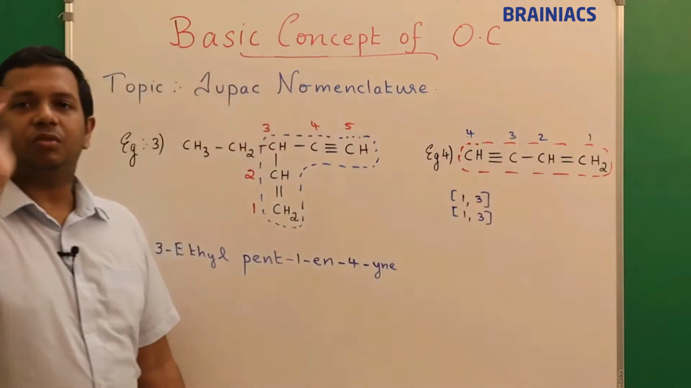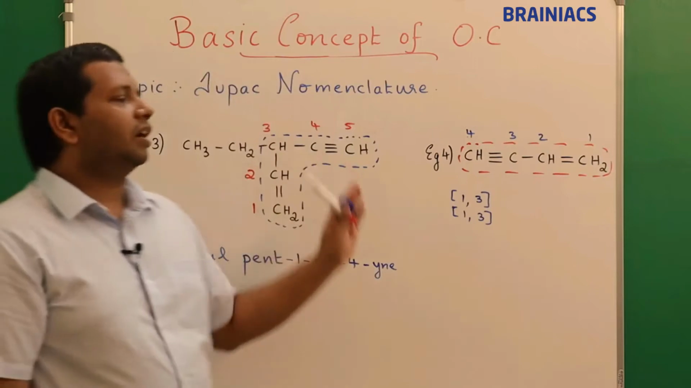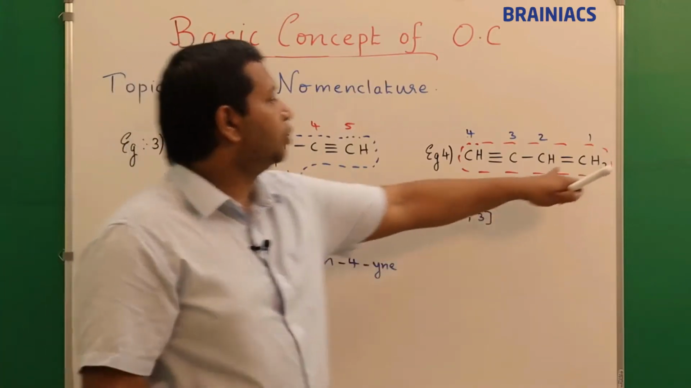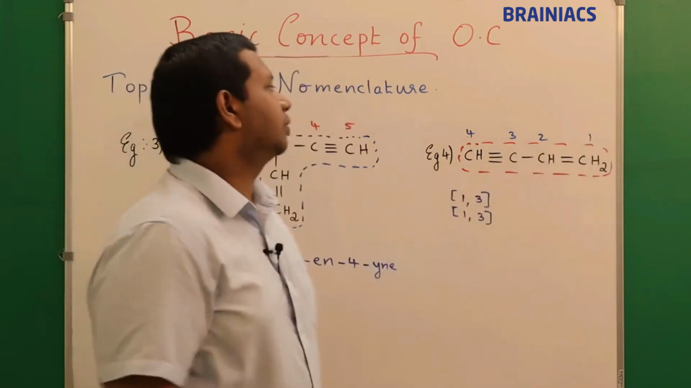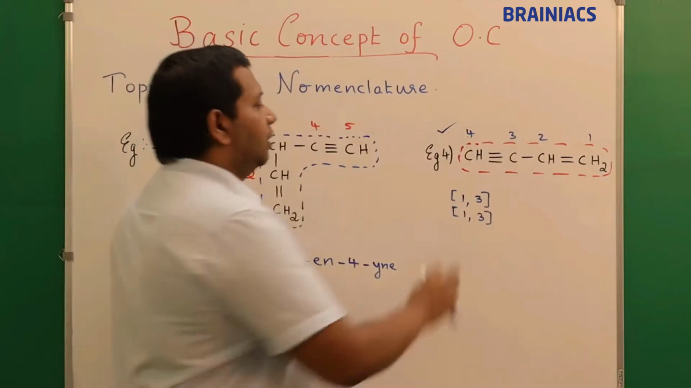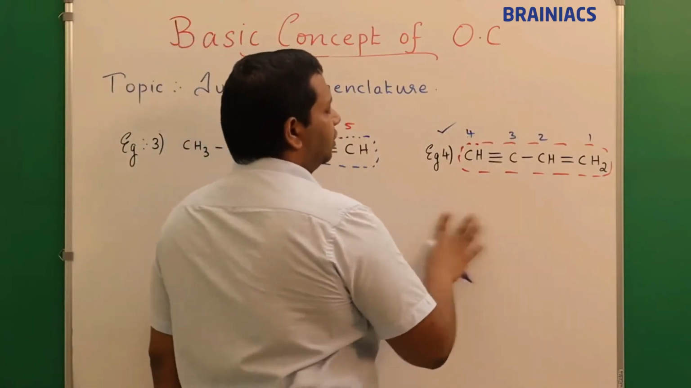So it is again a case of symmetrical condition. So when the symmetrical condition comes, always the priority goes to whom? Double bond. That means the double bond should get the lowest possible number. So this is the correct way of numbering. Understood? Now the next thing is naming.